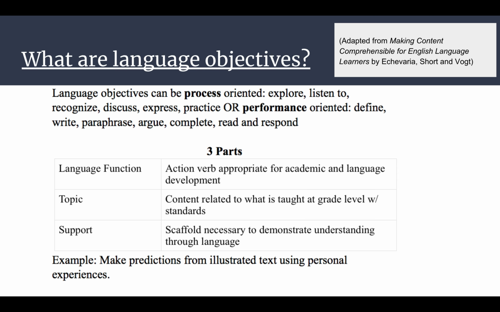A language objective always has three parts: the language function, how the language is being used; the topic, the learning objective; and then the support, what scaffolds are in place to support the student learning. They can be process, related to instruction, or performance, related to assessment.